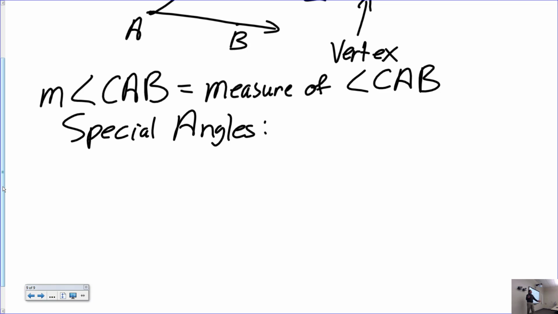Do you guys know any special angles that might have a special name? Obtuse. Well, we'll get to that one. What's the most classic special angle? 90 degrees. Yeah, a 90-degree angle. What do we call those? Right angles.